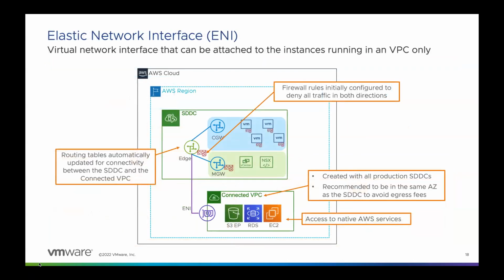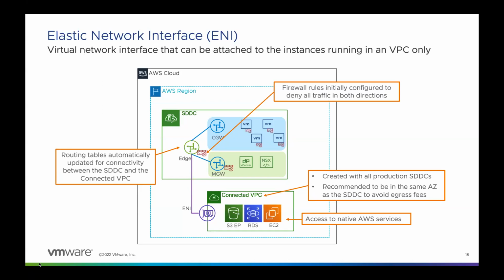I touched on the ENI a little bit earlier, but just to go over what specifically it is, it's a virtual network interface that can be connected to instances running within the VPC. So that ENI will allow access to native services within the SDDC, and it's recommended to have the connected VPC in the same availability zone as your SDDC to avoid egress fees.